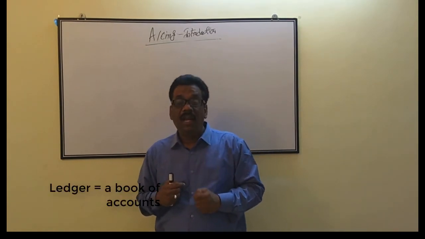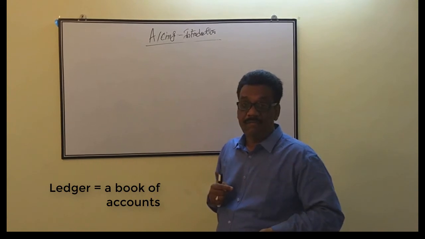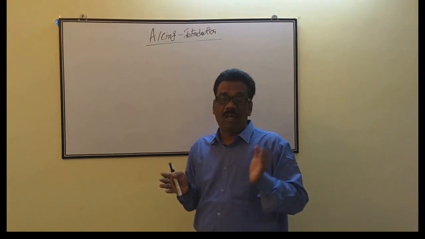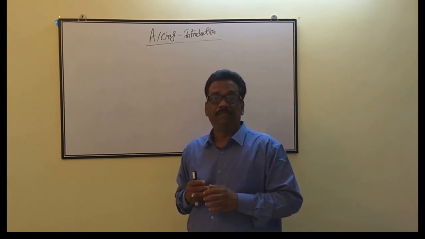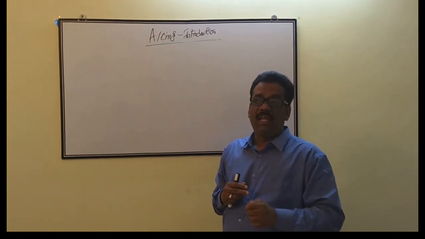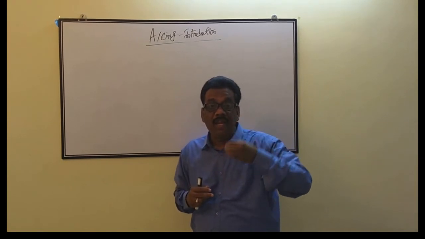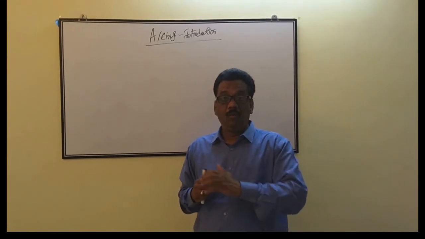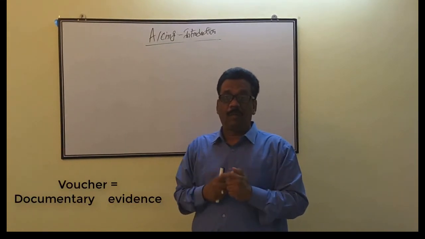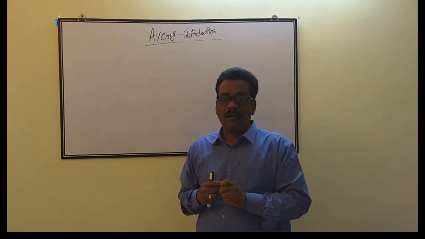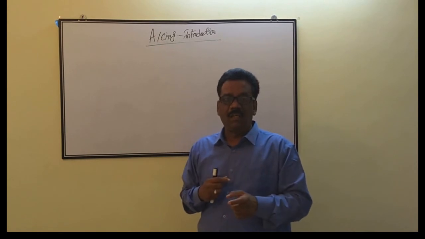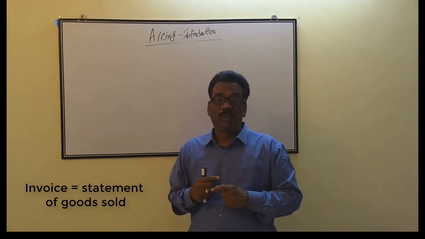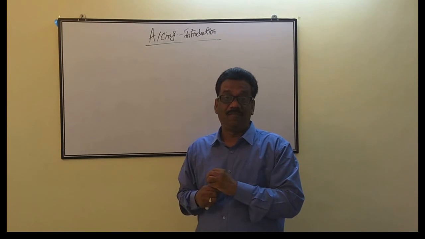Then the ledger. Ledger is a book consisting of various accounts. If different accounts are maintained in one book, it is called a ledger. Next, voucher. Voucher is an evidence of receipt or payment for goods supplied. In the case of goods supplied, a voucher is prepared if cash is paid. Besides that, a statement consisting of the various items of goods sold is prepared. That is called an invoice.